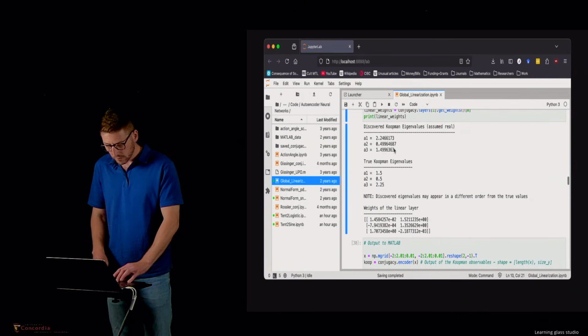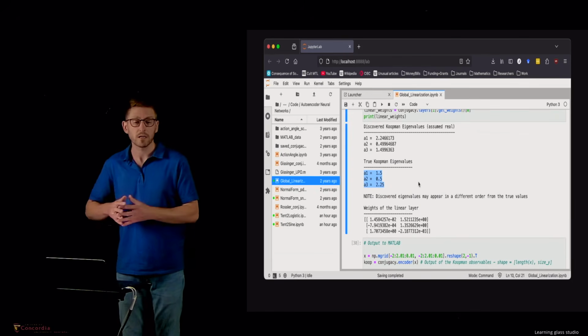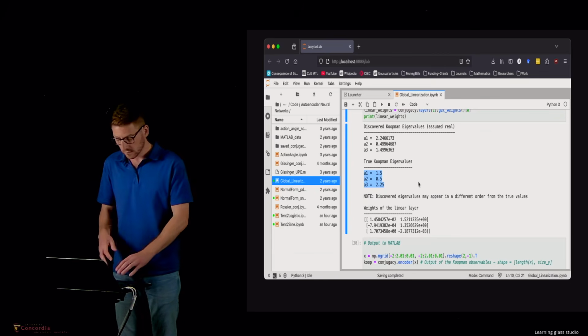Here's the discovered Koopman eigenvalues. So 2.24, 0.499, 1.499. The exact values should be 1.5, 0.5, and 2.25. These are very, very accurate. I did a lot of training to get these results.